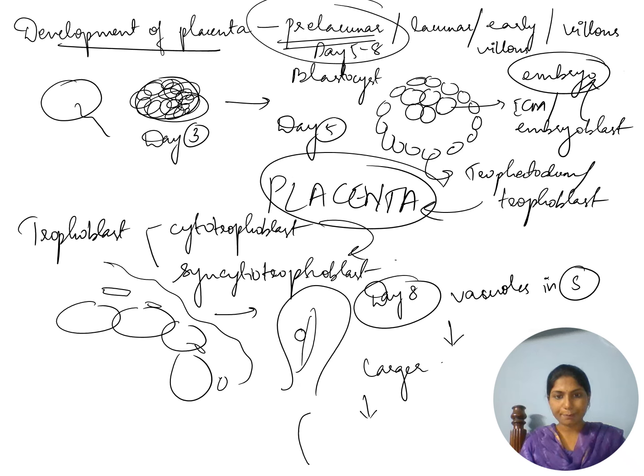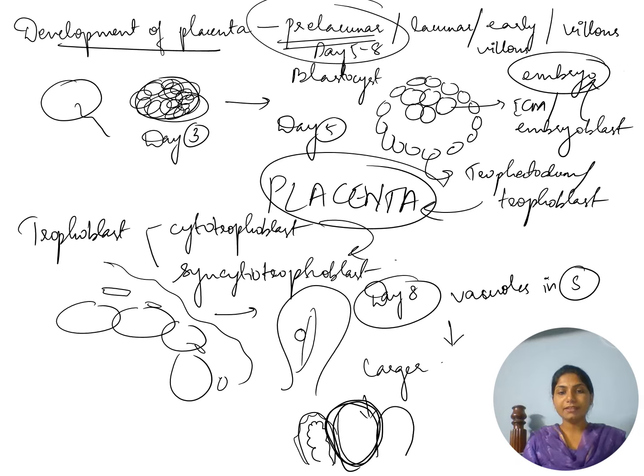They will get separated from each other. So this is a layer of cytotrophoblast. This is a layer of syncytial trophoblast, and there is something called a lacunae, which is formed between the syncytial trophoblast and cytotrophoblast. So that is why these are forming a type of villi.